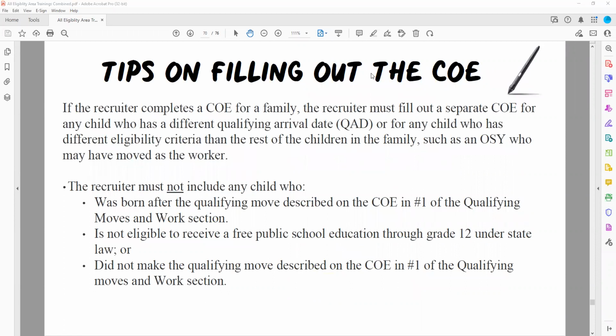You have to fill out a separate COE for any child who has a different qualifying arrival date. So you can have 4 kids in the family. If they all came at different times, you have to have 4 different COEs. So a recruiter must not include any children who were born after the move. Remember, they have to move.